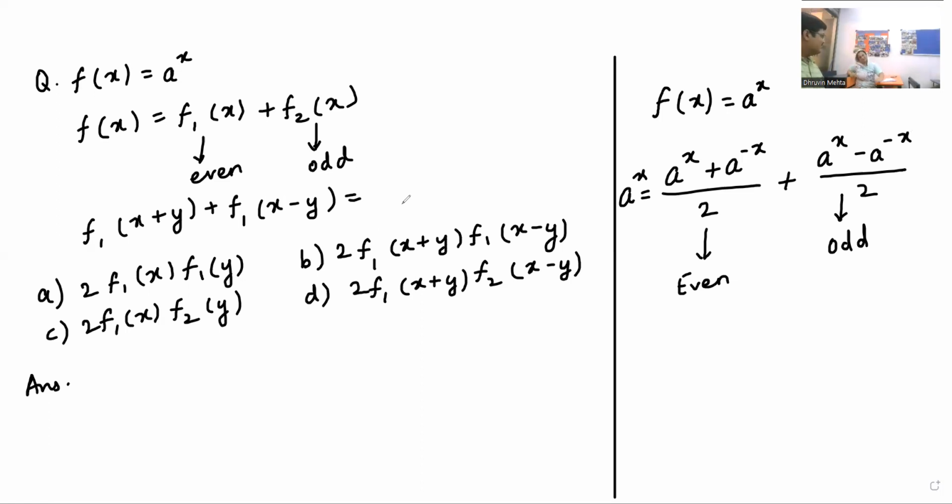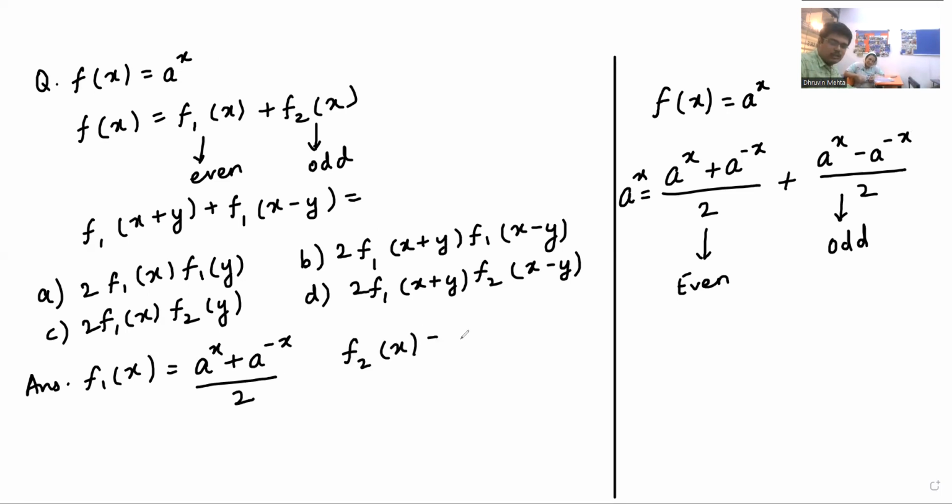Let's proceed. Do you realize here f1(x) is actually this even function, a raised to x plus a raised to minus x upon 2, and f2(x) is a raised to x minus a raised to minus x upon 2. Do you want to write this as a note first? Yeah, write this.